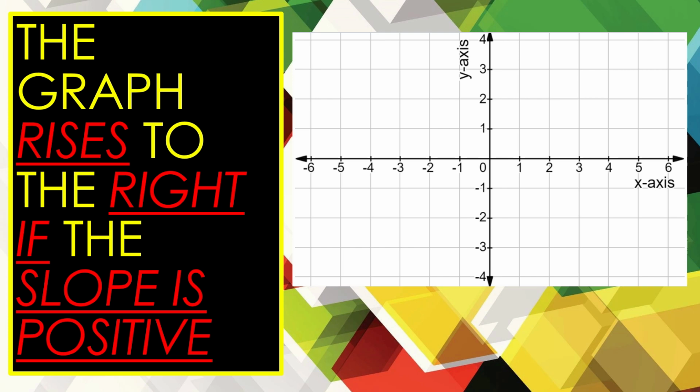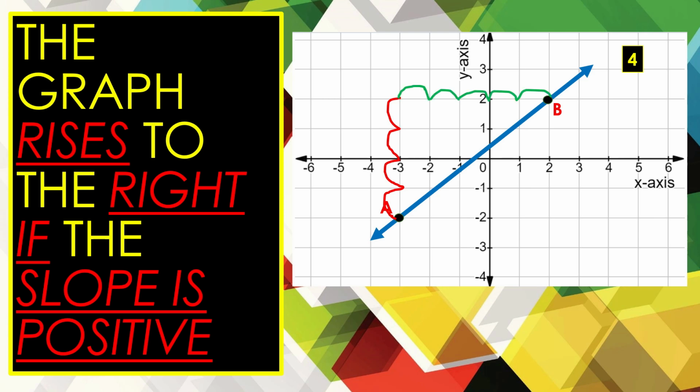The graph rises to the right if the slope is positive. Now let's have point A and point B. Let us connect the 2 points. So the movement is going upward, and when you count it, our rise will be 4, and the movement from the endpoint of the red line going to point B will be 5. So our run is 5. Our slope is 4 over 5, and this is positive. That's why the graph rises to the right if the slope is positive.